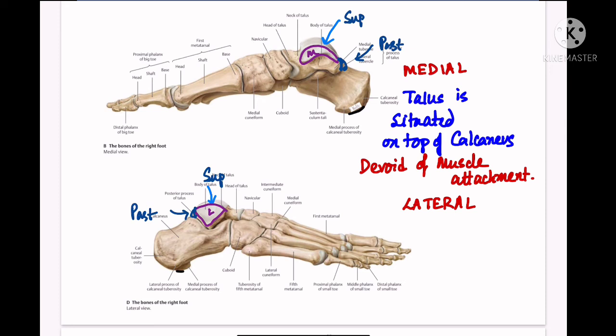Now where is the inferior surface then? Obviously inferior surface will be from below. This will form the inferior surface of the body of the talus. Now we discuss the surfaces one by one. First of all, the superior surface.